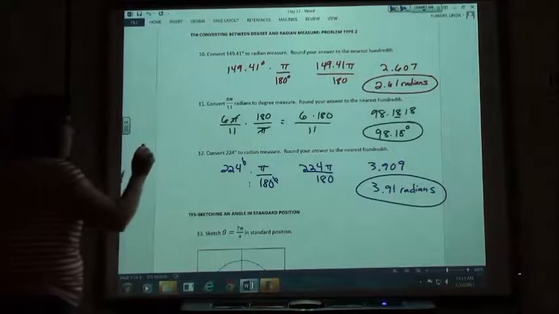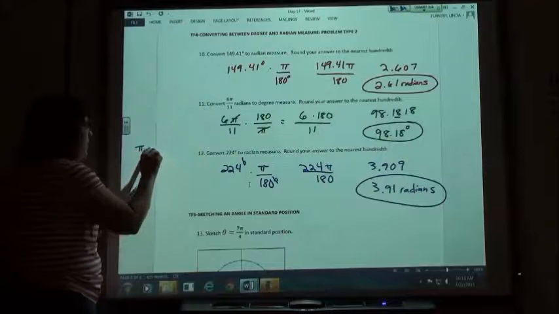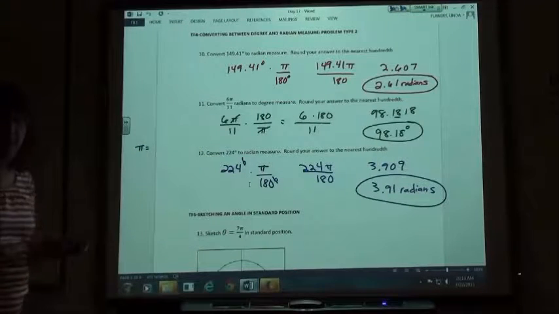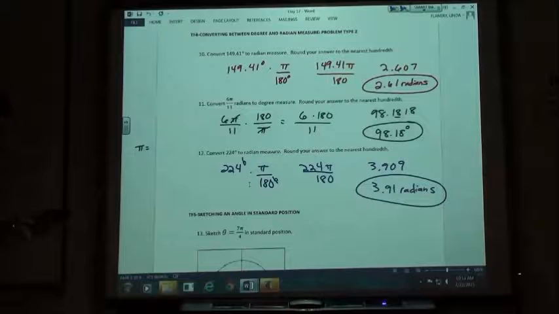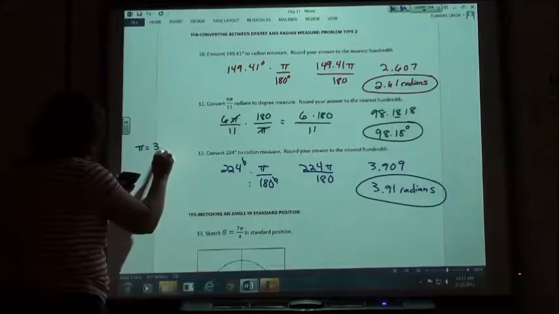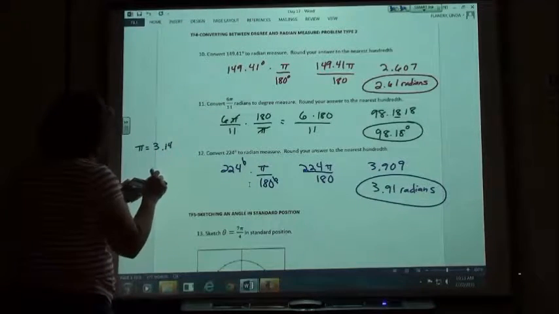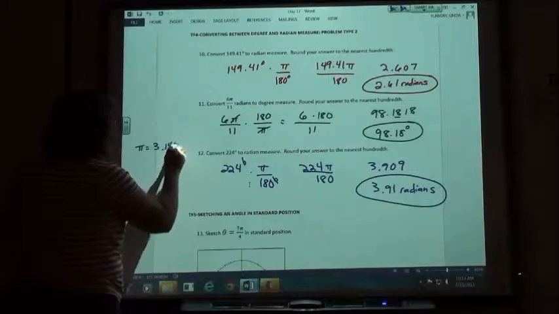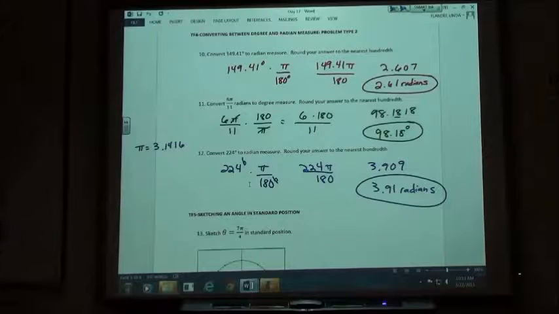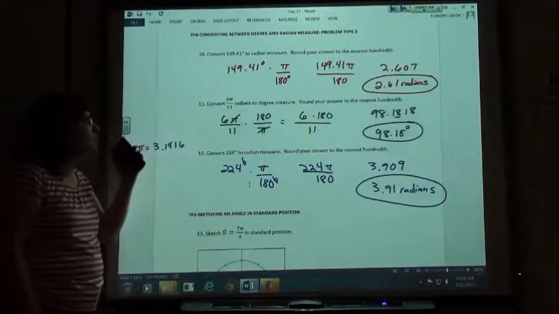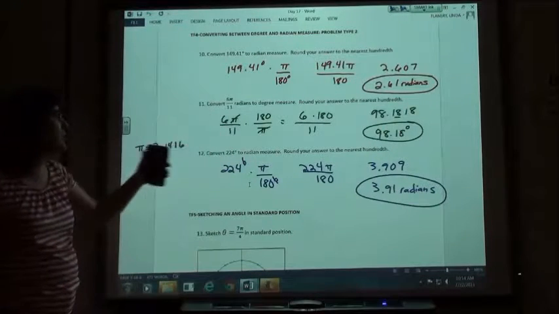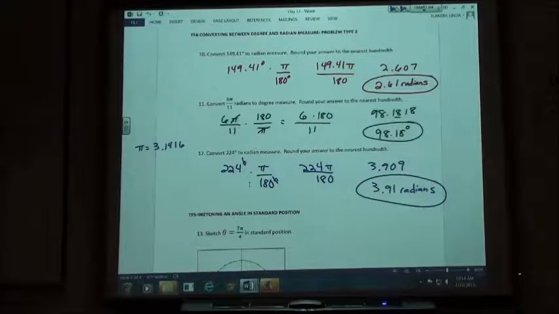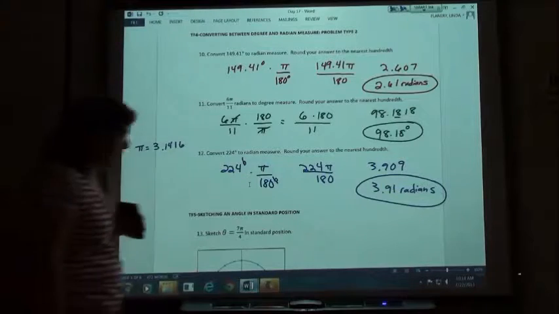And again, if you do not have the pi button or don't want to use the pi button, I would recommend that you use 3.14. Probably want to go to at least 3.14159, but you don't probably want to round it off too far or you may get rounding issues. So I would maybe carry it at least that far. Otherwise, easiest thing to do, just use your pi button and then you don't have to worry about rounding issues.